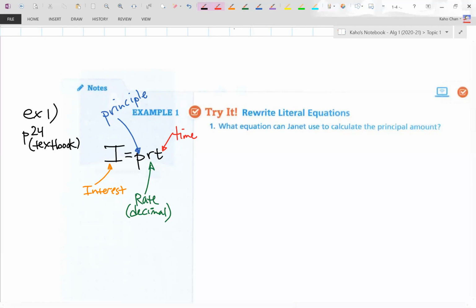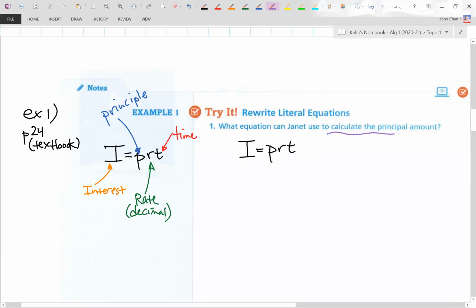I'm going to take that equation, I equals PRT, and just rearrange the furniture. I know there are no numbers here, but just pretend to focus on the variable they want. They want us to calculate the principal amount. Principal is the letter P. I want to isolate that variable. Right now, there are a couple of variables next to the letter P.